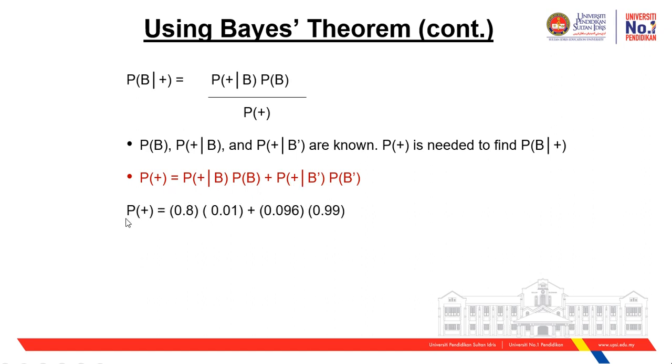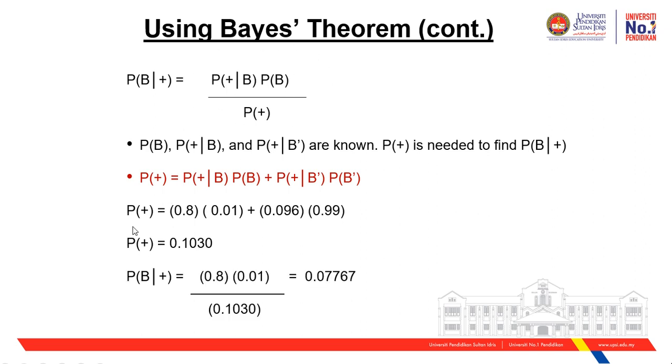Right, so you calculate P(positive), then you get 0.1030. So basically you have all the information here, so you just substitute the values, and then you get P(B | positive), or the probability of women with breast cancer given that they had a positive mammography. As you can see here, we have 0.07767, and if you convert it to percent, you will get 7.767%, which is exactly the same as the one that we got when we assumed 10,000 women just now. Okay, so this is how you calculate.